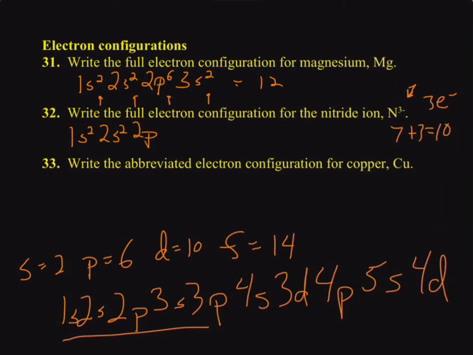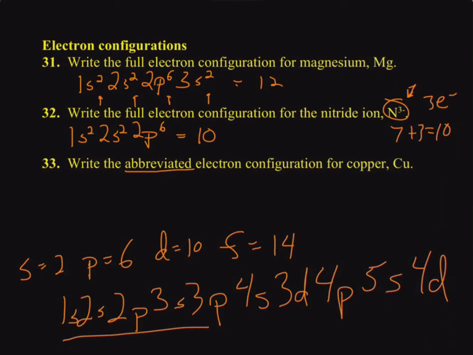The next thing in the list is 2p, and that can have up to 6. 2 plus 2 plus 6 gives me 10, which is how many electrons I said I needed for nitrogen, plus 3 more electrons, which gives it a -3 charge. So 1s2, 2s2, 2p6. The next one asks for an abbreviated configuration for copper.